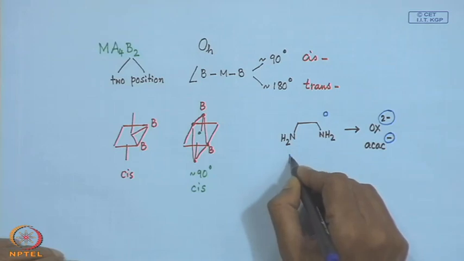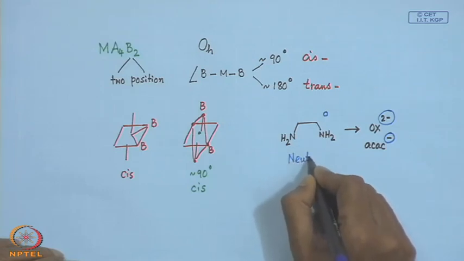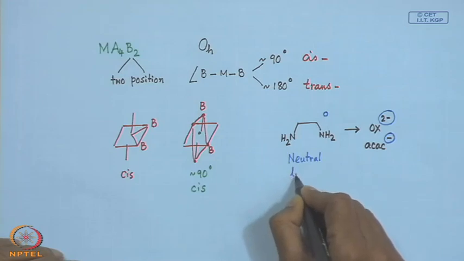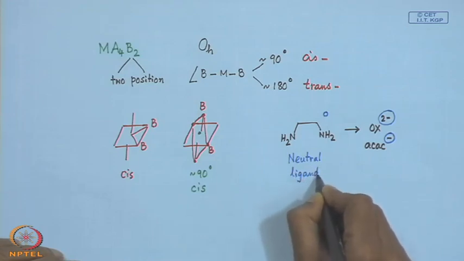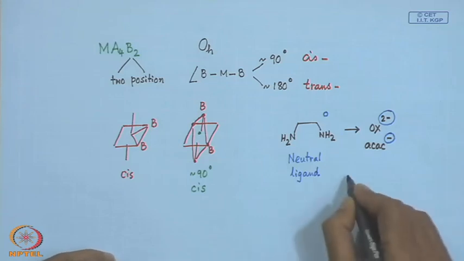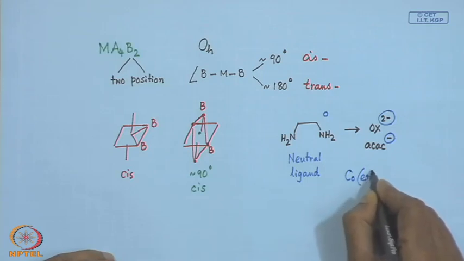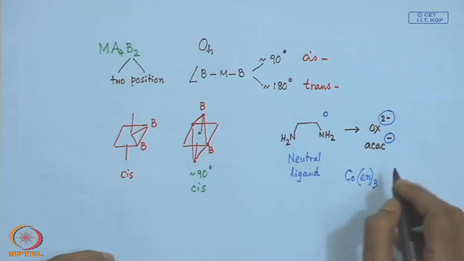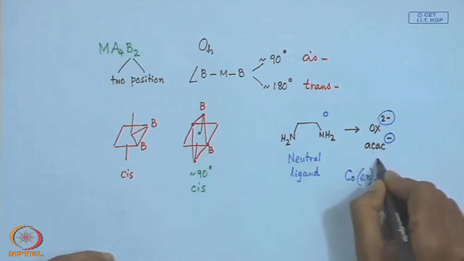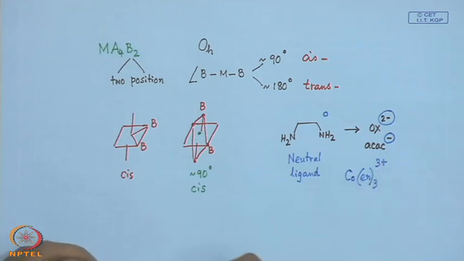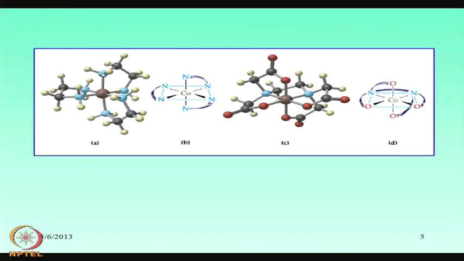So, this neutral ligand, when it is bound to a metal ion center such as cobalt, we get tris ethylene diamine cobalt, and if the cobalt center is in trivalent state we get 3 positive charges on it. So, this is the thing where we have the ethylene diamine backbone, NH2 CH2 CH2 NH2.